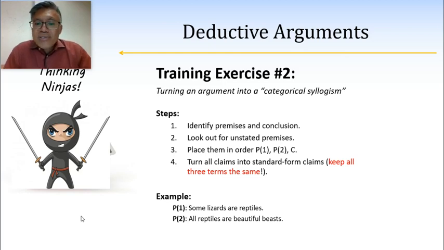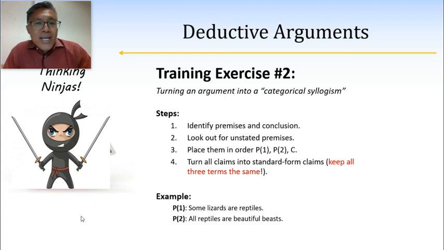Notice our categories. First one is reptiles. The second one is beautiful beasts. What you'll notice about syllogisms is that they only refer to three categories. We're only talking about three things. So the way we describe those categories is that we call them terms. So a syllogism will only have three terms.